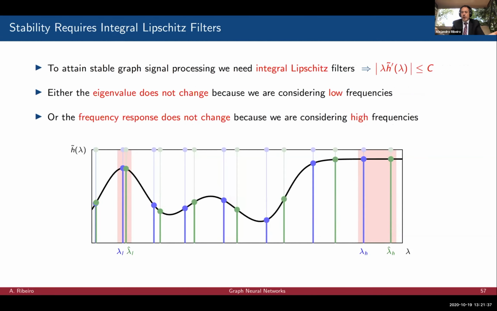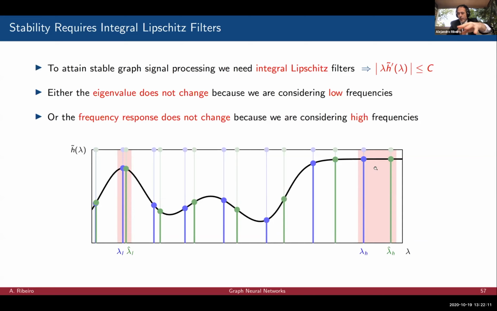How do we avoid the problem? Well, we avoid the problem with an integral Lipschitz filter, in which lambda times h prime of lambda is bounded by C. Why do we solve the stability by using an integral Lipschitz filter? Well, because either the eigenvalue doesn't change because we are looking at low frequencies, right? So lambda i here, lambda low here, and lambda hat low are very close to each other. Or if we are looking at high frequencies, the eigenvalue moves a lot, but the filter doesn't move.